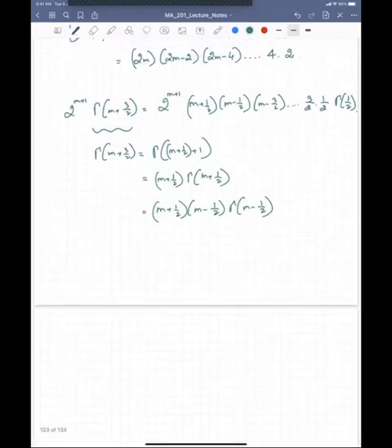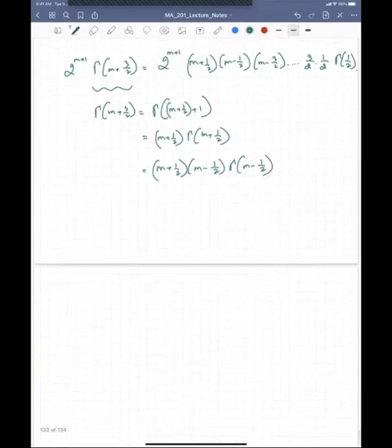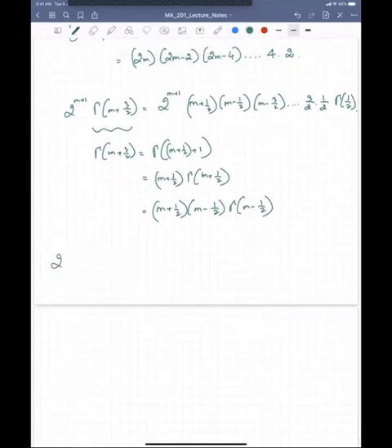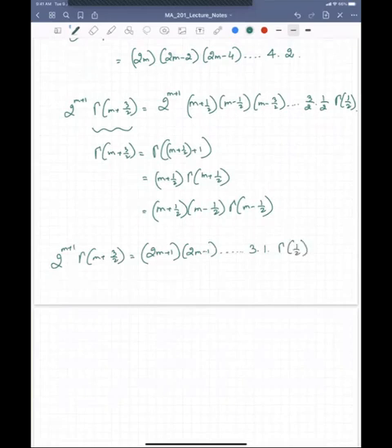So again, I will migrate this factor of 2 to the m plus 1 into each one of these brackets, so that I have 2 to the m plus 1 gamma of m plus 3/2 is basically 2m plus 1, 2m minus 1, all the way till 3 times 1 times gamma of 1/2. Any questions or any comments about this? This manipulation is okay?